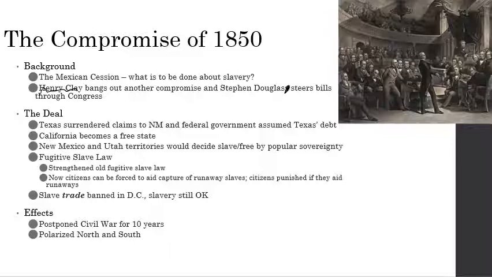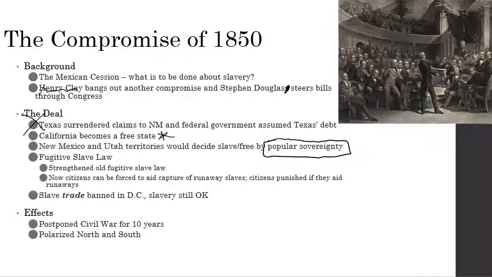So Texas surrendered its claims to New Mexico. That's not really that important. I wouldn't really freak out about this, okay? But California becomes a free state, so a very massive free state is added to the Union. New Mexico and Utah get to decide based on popular sovereignty. And that's going to come up a lot. This was one of the principles of the Constitution, if you remember, way back a couple weeks ago.